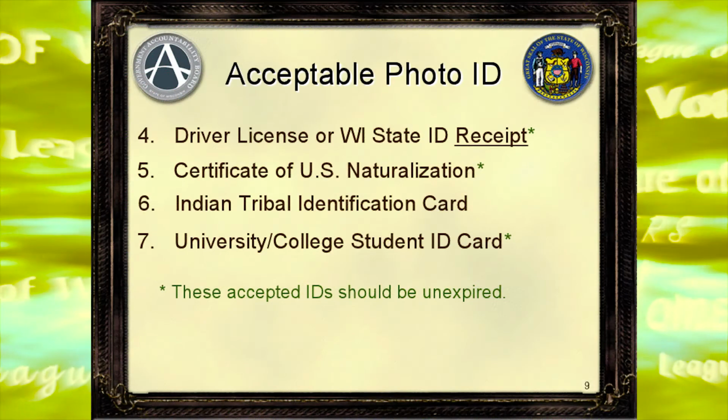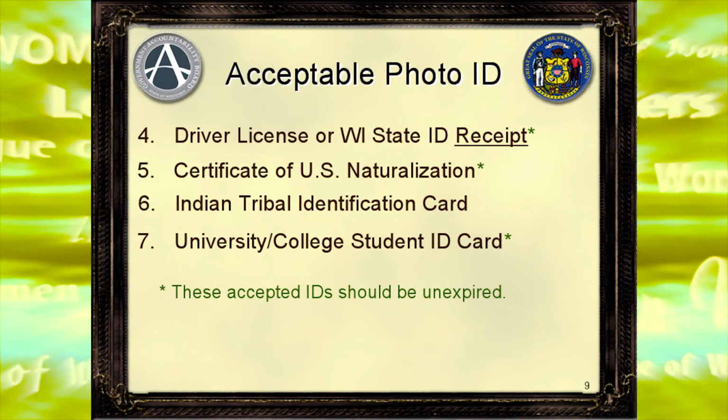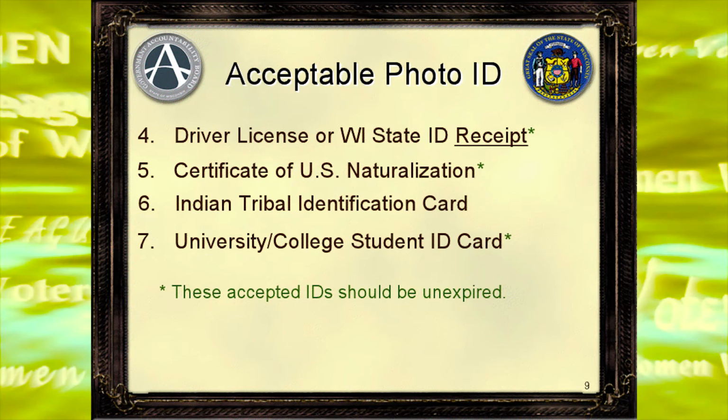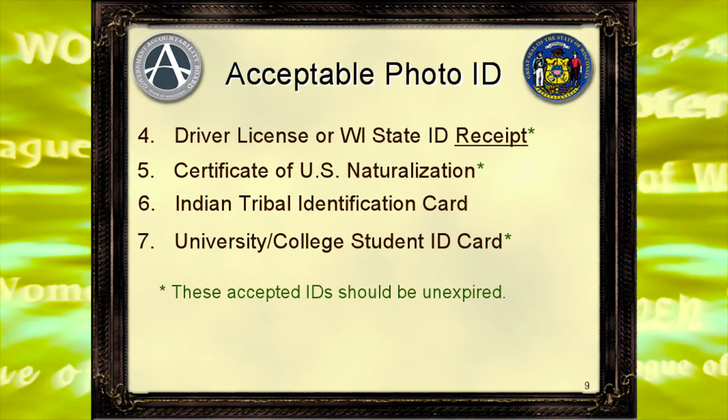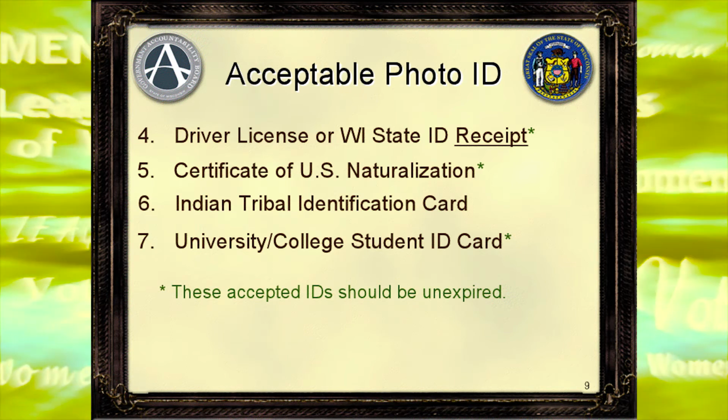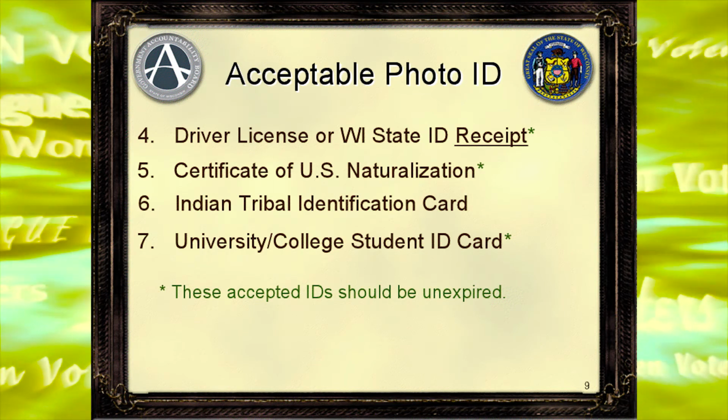You can also use a driver's license or state ID receipt. I'll talk a little bit more about those in a minute. A certificate of U.S. naturalization, a Native American tribal identification card, and a university or student ID card. It has to have specific requirements on it, but the card also has to come accompanied with a proof of enrollment, a document that has the student's name on it. It comes from the university, and it basically states that that student is enrolled in that current semester that the election is being held. So I'm going to get into those a little bit more specifically in just a minute.